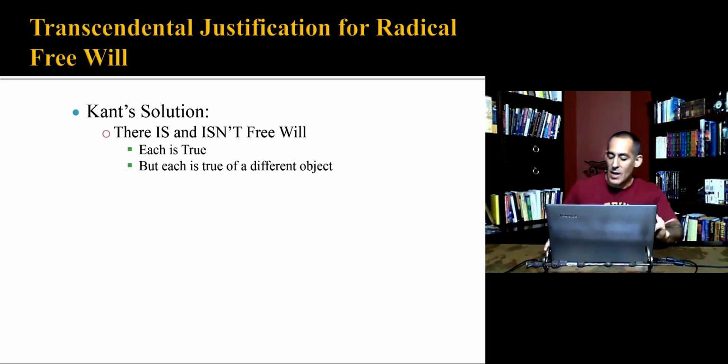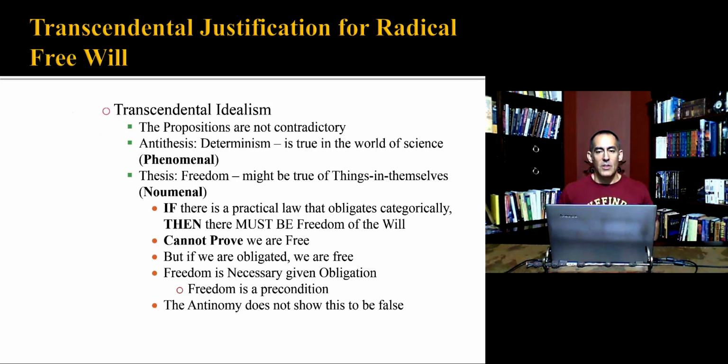Each is true, but they're true of different objects. So this is what we call his transcendental idealism. Propositions are not contradictory, because the antithesis, which gives us determinism, is true of what he calls the phenomenal world. And that's not the awesome world, right? It's just phenomenal means it's the world of the phenomena. It's the world of science. It's the world of experience. It's the world of knowledge. It's the world that we live in a certain way.